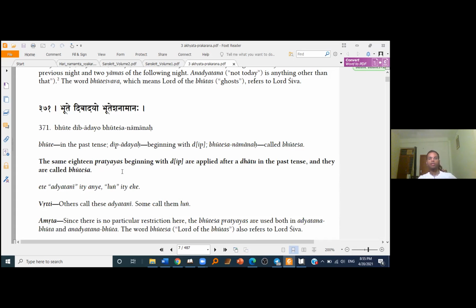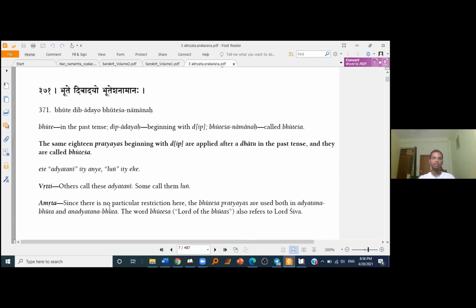Bhute divadayo bhutesha namanah. The same 18 pratyayas beginning with dip, which were there in the previous sutra for bhuteshwara, are applied after dhatu in the past tense, and they are called bhutesha. So we have two things here. One is bhuteshwara, which is anadyatana bhute, and second is bhutesha. The pratyayas are the same for both, but the sense is a little different. The last one was anadyatana bhuta, and this is just past tense.